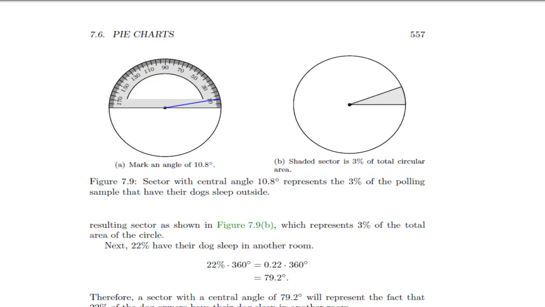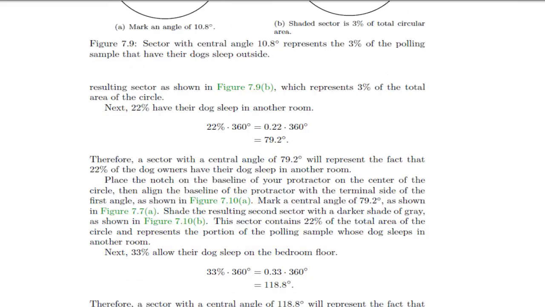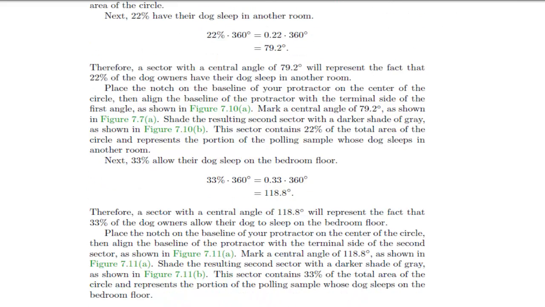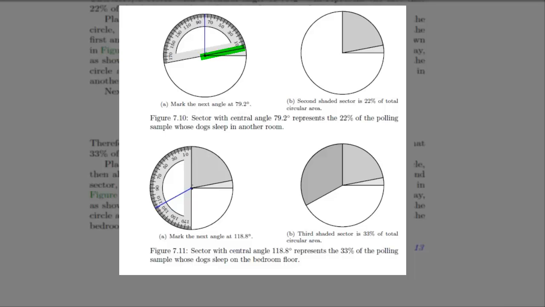Next, 22% have their dog sleep in another room, so 22% of 360 degrees is 79.2 degrees. Therefore, a sector with a central angle of 79.2 degrees will represent the fact that 22% of the dog owners have their dog sleep in another room. Place the notch on the baseline of your protractor on the center of the circle, then align the baseline of the protractor with the terminal side of the first angle, as shown in figure 7.10a. Mark a central angle of 79.2 degrees, as shown in figure 7.10a. Shade the resulting second sector with a darker shade of gray, as shown in figure 7.10b. This sector contains 22% of the total area of the circle and represents the portion of the polling sample whose dog sleeps in another room.